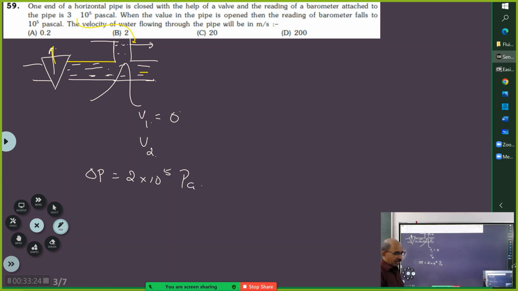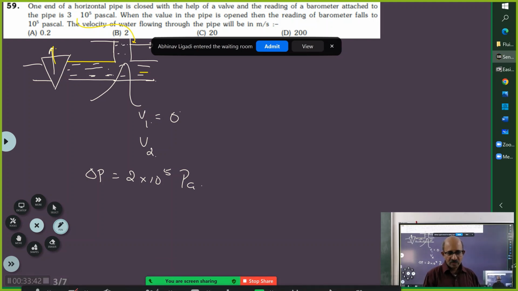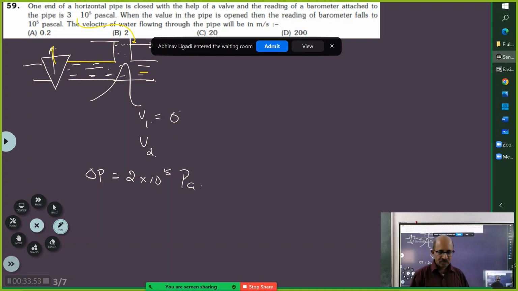Now here you see. How will you apply Bernoulli's equation here? Sir, under the initial situation, for a particle at a point, if you apply Bernoulli's equation, the pressure and potential energy will be equal to that for the situation after the valve is opened, which will be equal to pressure at that point of time plus kinetic energy. See, that's the problem.